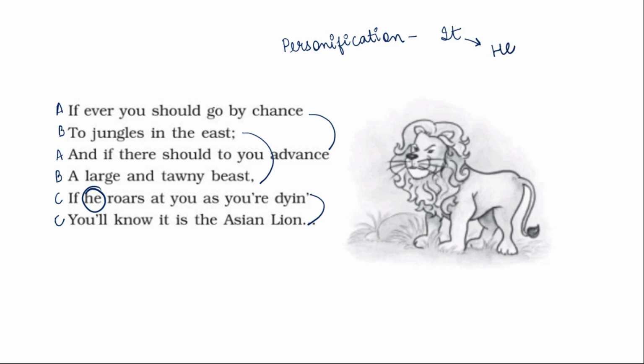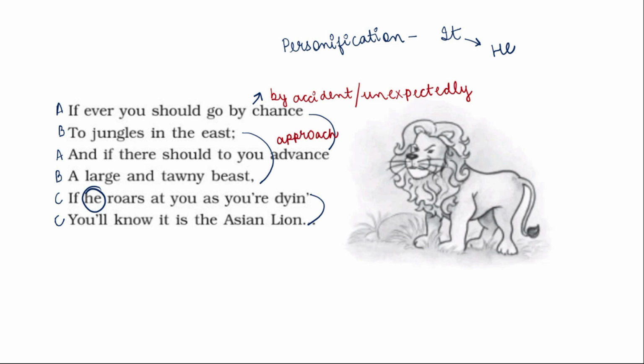If ever you should go by chance to jungles in the east, so the poet is saying, if you ever go by accident or unexpectedly to the jungles in the east, and if there should to you advance a large and tawny beast. So if by chance you go to the jungles in the east, and there you are approached by a large and tawny beast.